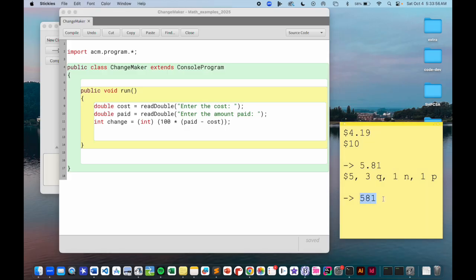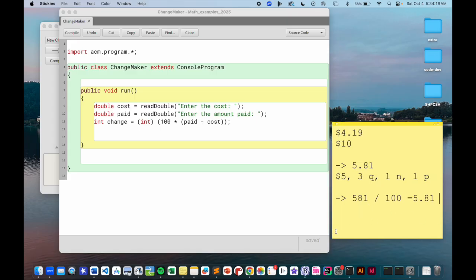What part of this actually represents the dollars? Hypothetically, it's everything in the hundreds place and above. And I want to think about mathematically, how can I actually isolate the thing in the hundreds place and above? Well, let's think about what happens if I divide this number by 100. Doesn't that actually just give me the number 5?